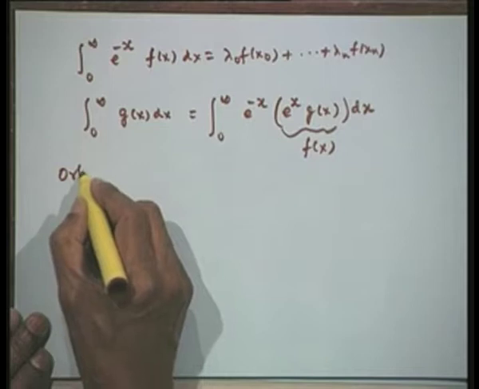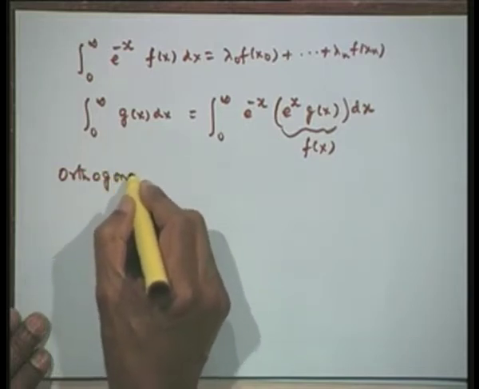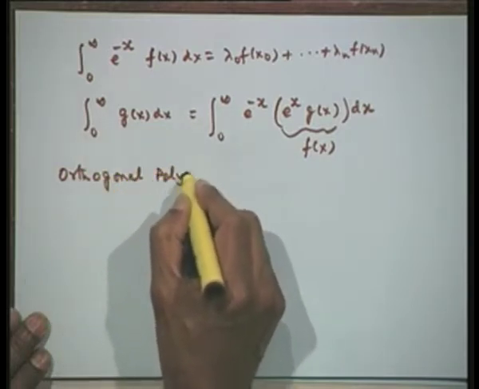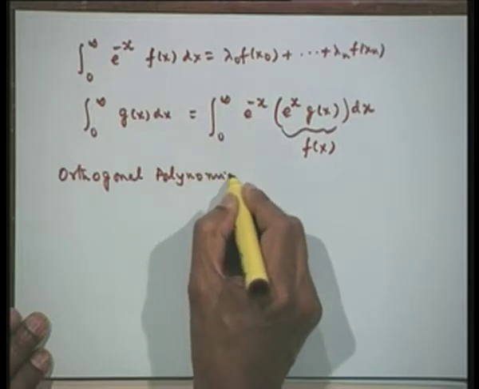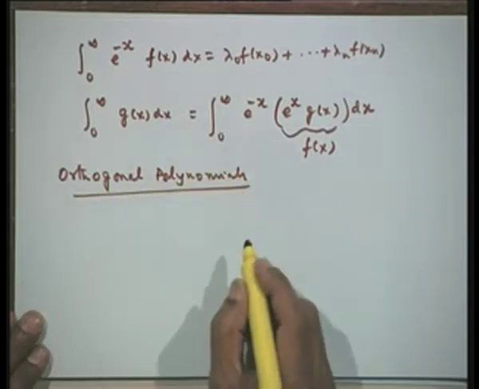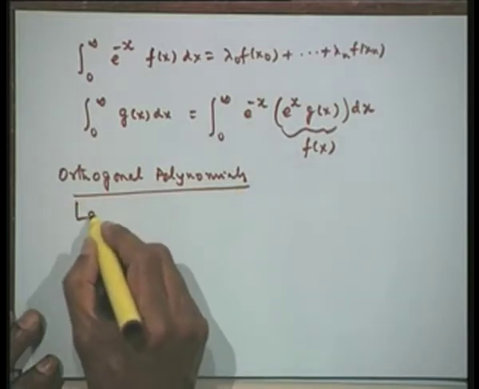Well, now I need the set of orthogonal polynomials for this. Orthogonal polynomials are called the Laguerre polynomials.